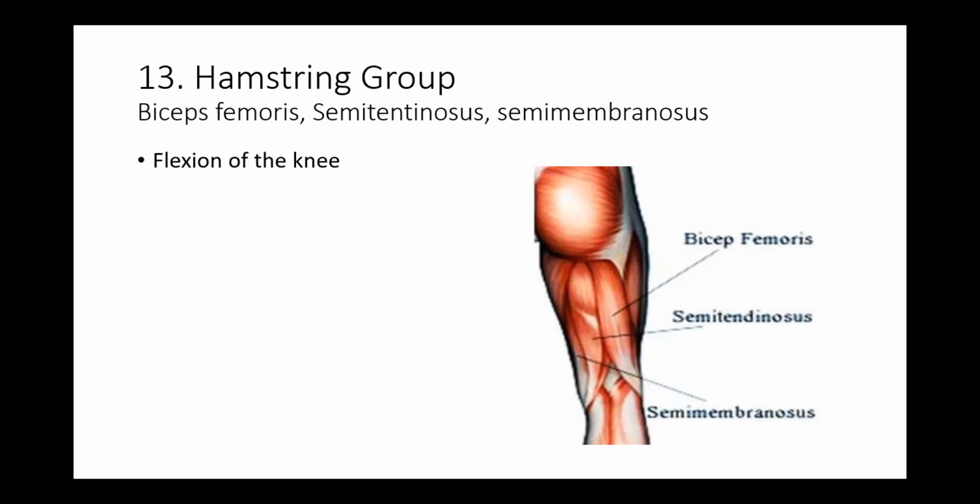This allows your knee to flex. If you were to try to make your heel touch your gluteus maximus, your butt, that is a flexion of your leg, a flexion of the knee. Your biceps and your hamstrings perform the same function. They flex your limb, arms and legs respectively.